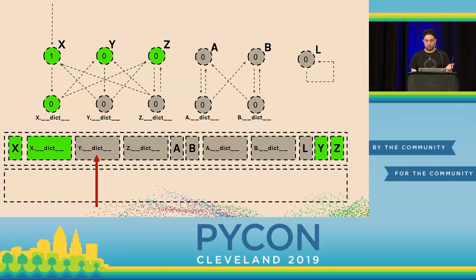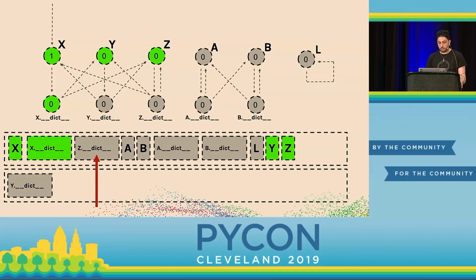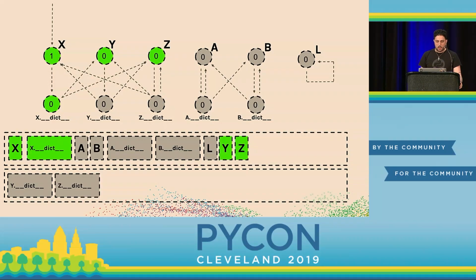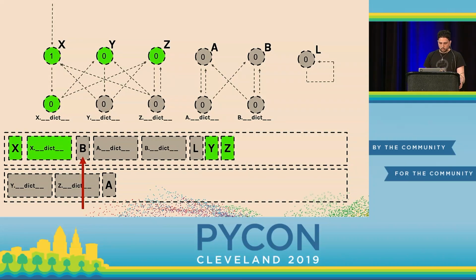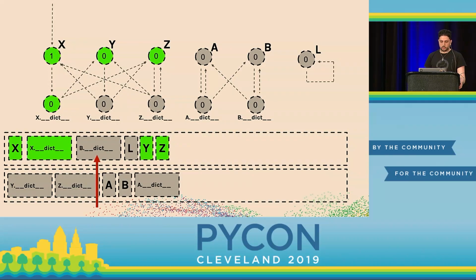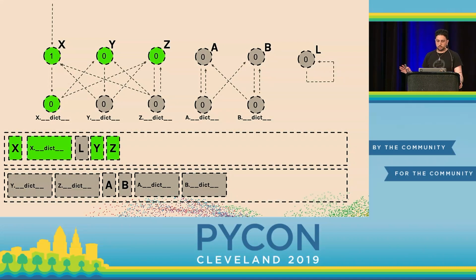Then we go to the dictionary of Y, and it has 0 reference count, so we move it to the second list. The same thing happens with the dictionary of Z, A as well, B as well, and the dictionary of A and the dictionary of B. So we are basically moving all of these objects to the second list because they have 0 reference count. Notice an interesting thing: every time we have one of these red arrows, all the objects to the left are green. This is an invariant of the algorithm, and it's very important when you're implementing it, because if this is not true, you have a bug. And then L has 0 reference count, so we move it as well to the second list.